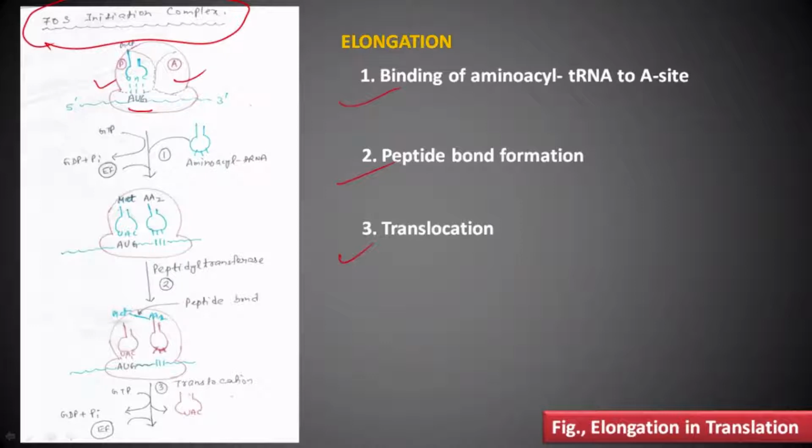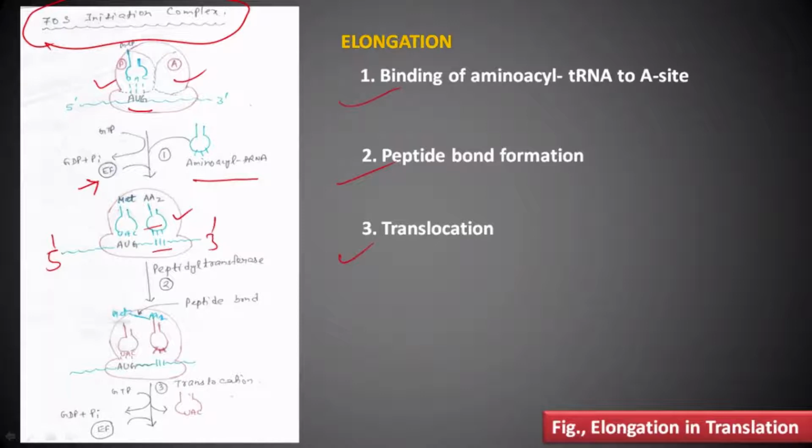So now this new amino acid tRNA, with the help of GTP, which gets hydrolyzed, and in the presence of elongation factor, comes and positions itself into the A site. It positions itself only when the anticodon of the tRNA makes a complementary base pair with the codon of the messenger RNA. Only then it gets stable there, and this way the new amino acid tRNA positions itself.